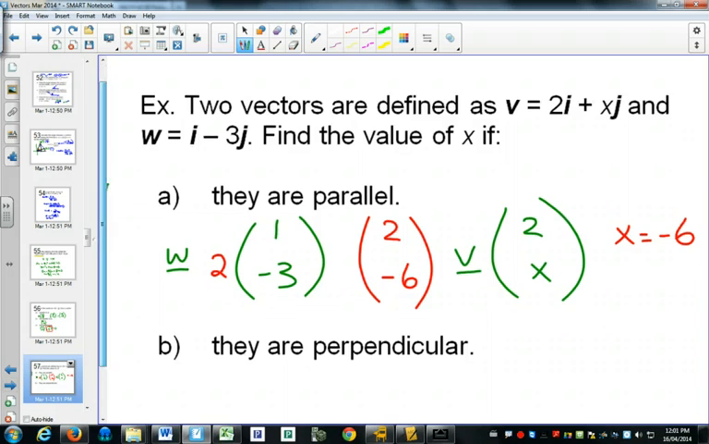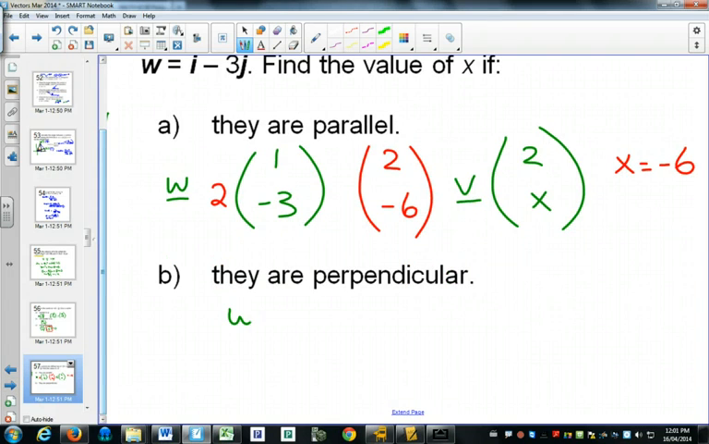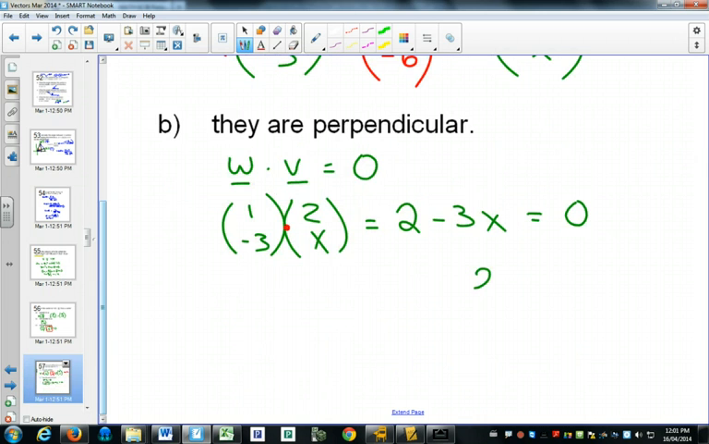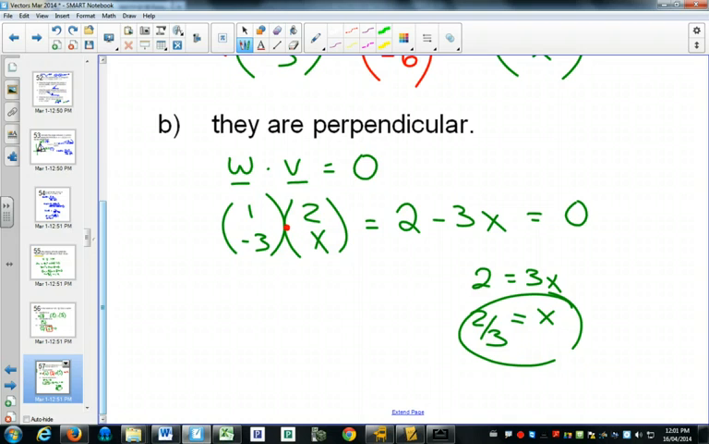If they're perpendicular, then the dot product will equal 0. And I'd have 1, negative 3, and 2, x here with the dot product, which will be 2 minus 3x. Need to make that equal to 0. And x would be 2/3.